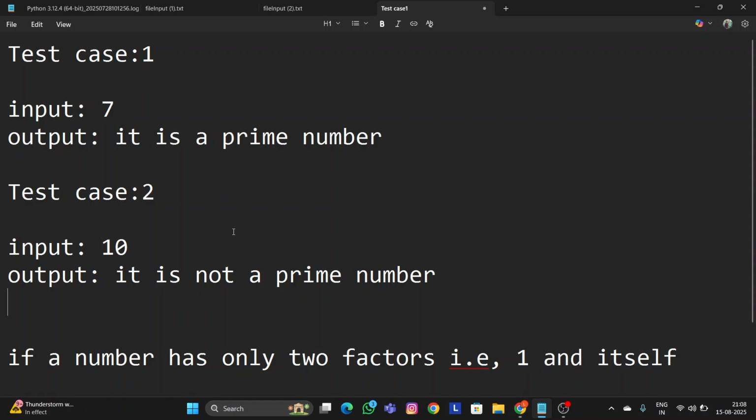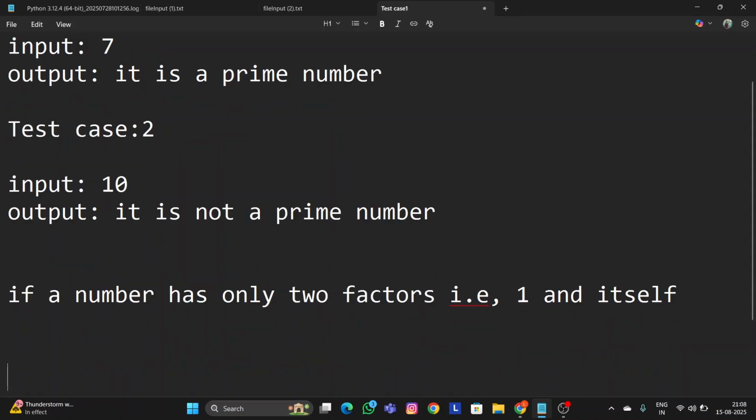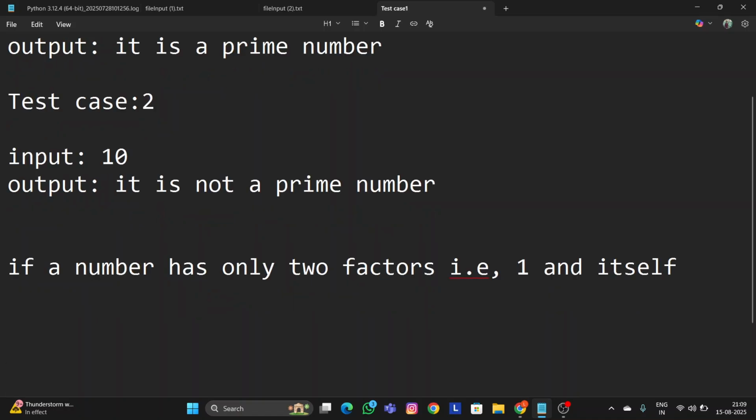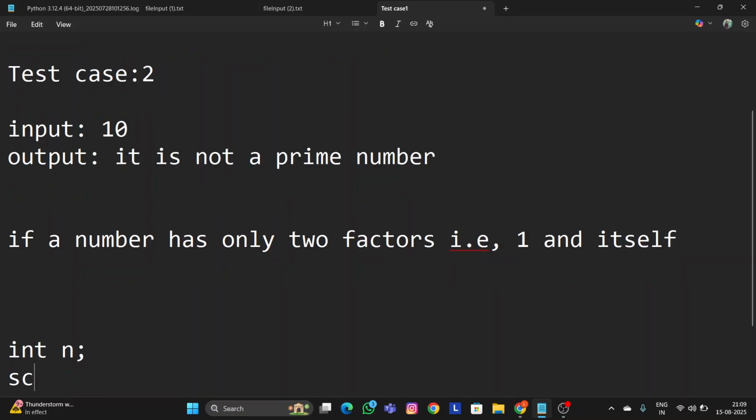How can we know a prime number? If a number has only two factors, then it is said to be a prime number. So I will write the code for prime number. First of all, I am reading the n, scanf. I am reading the n.